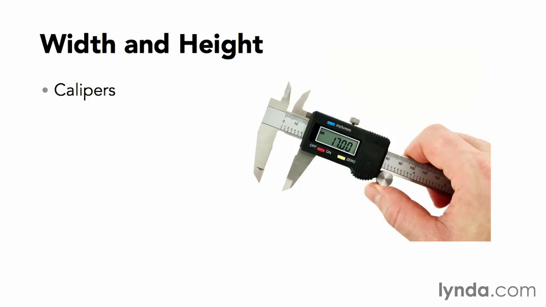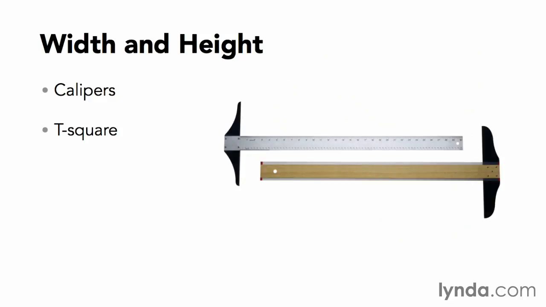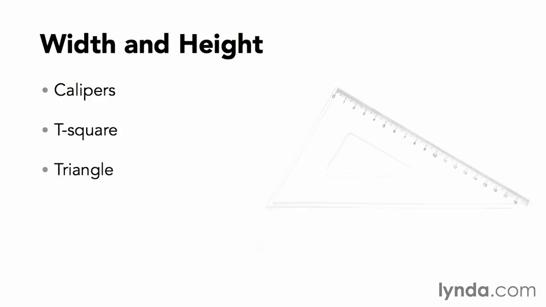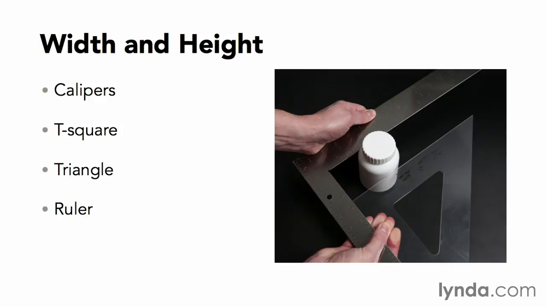Now, some of the tools that I'm going to need to do this. Well, if I have a set of calipers, that's going to make life really easy because I can use them to measure both the width and the height of the bottle. But what if you don't have calipers laying around? Well, you can use some other tools. In my case, I'm going to use a T-square, a drawing triangle, and a ruler. So by using both the T-square and the drawing triangle and also a ruler, I can get an accurate measurement.